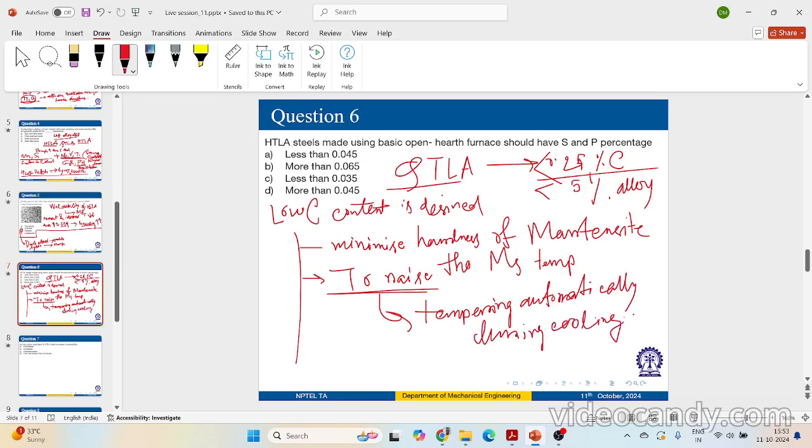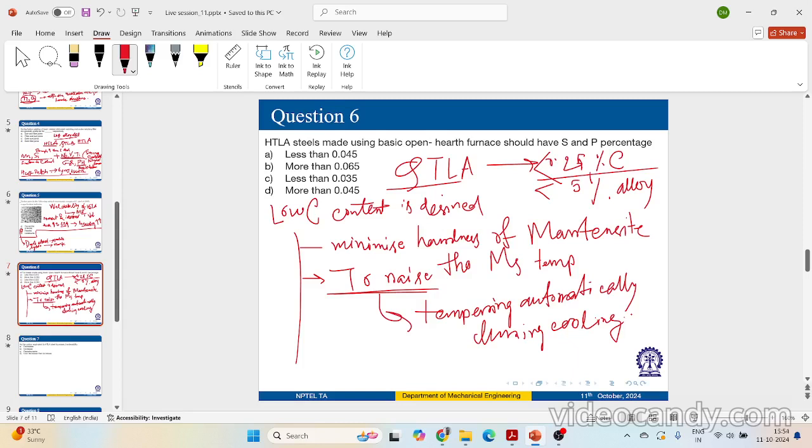Okay, that will also reduce or minimize the hardness of the martensite, or the brittleness if anything is forming there because of martensitic transformation. That will get reduced because you are relieving the stresses, right?